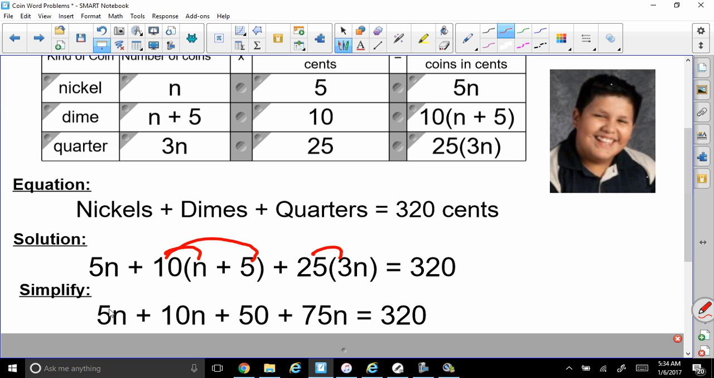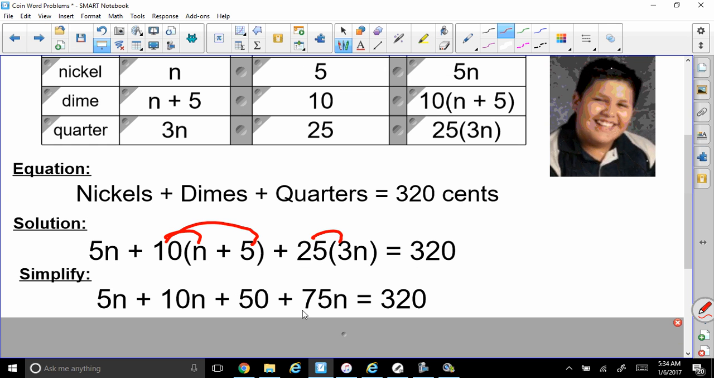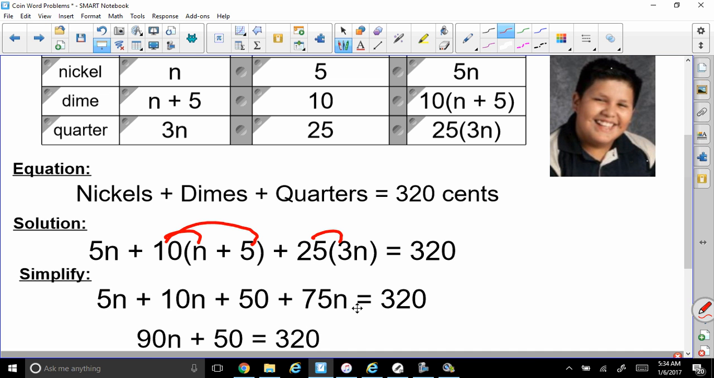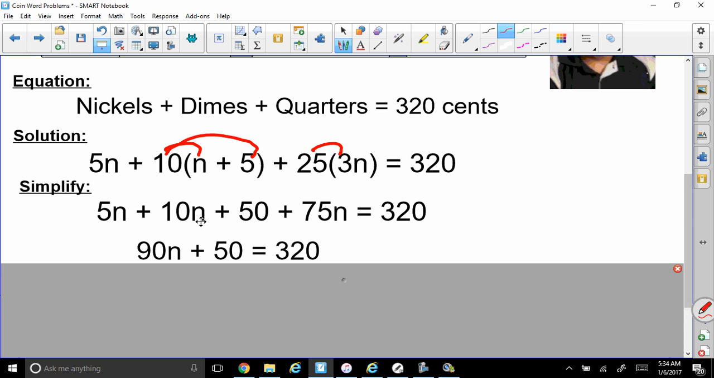And I notice I got a lot of n's here that I can bring all together. So I got 5n plus 10n plus 75n. I can add that all up. That'll give me a total of 90n. And I have a plus 50 equals 320. So now it's starting to look a lot better.